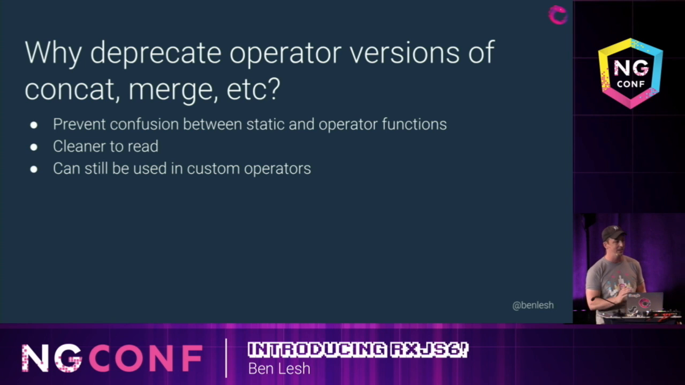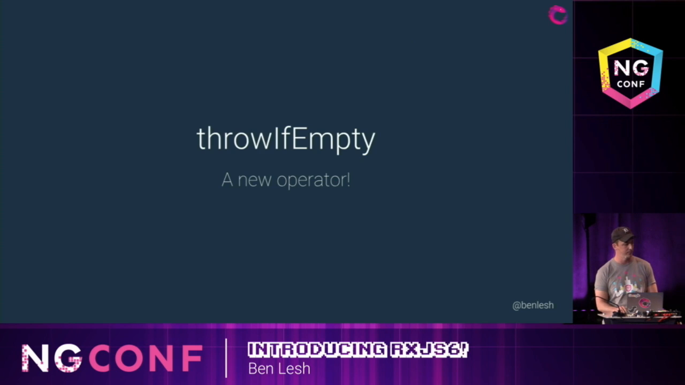So the biggest reason we want to remove them is we don't want confusion between, like, here's a creation method and here's an operator. And people try to use the creation method as an operator, and it just breaks. And you get this function is not an observable type weird error, and that's not good. So these are deprecated for now, and by version 7, we want to remove them.